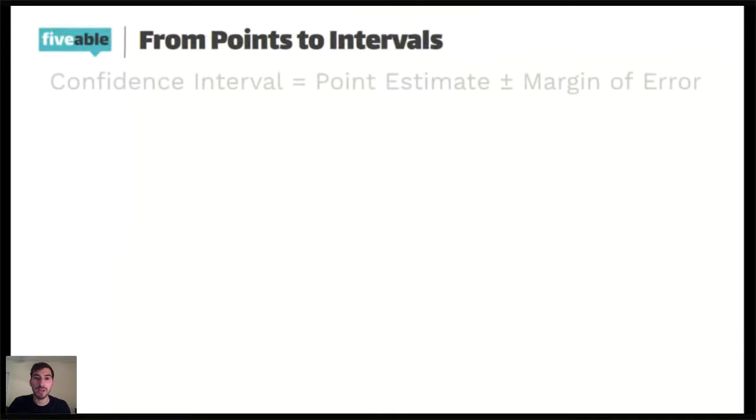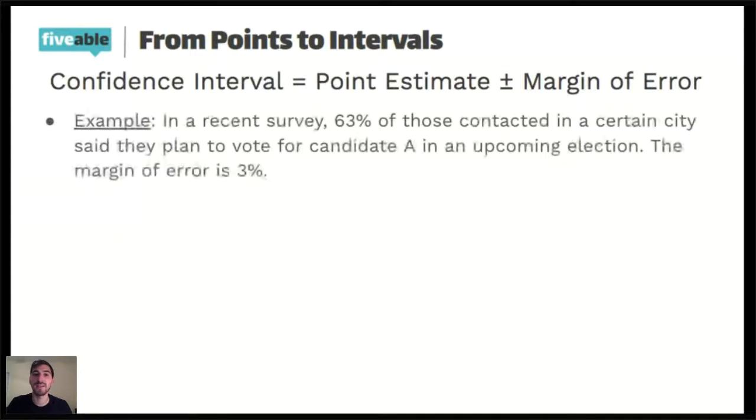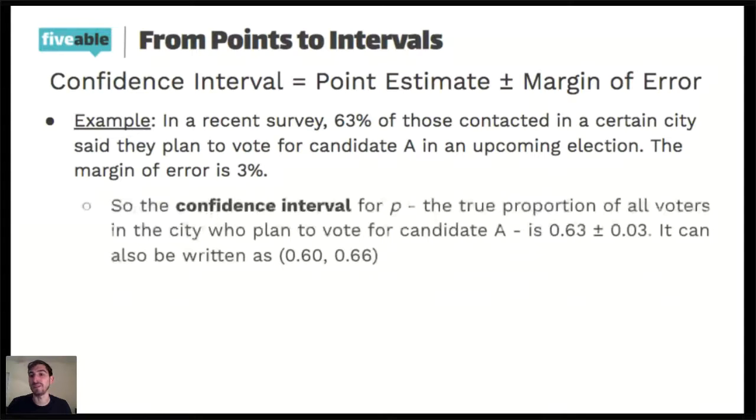So if you see something like a recent survey, 63% of those contacted say they plan to vote for candidate A, the scenario we saw earlier, and the margin of error is 3%, the confidence interval is going to be 0.63 plus or minus 0.03. You've probably seen it written in interval notation, with the lower bound all the way to the upper bound. That gives us our range of guesses for what we think will actually happen for the true proportion of all voters in the city who are similar to the ones in the sample that we took.